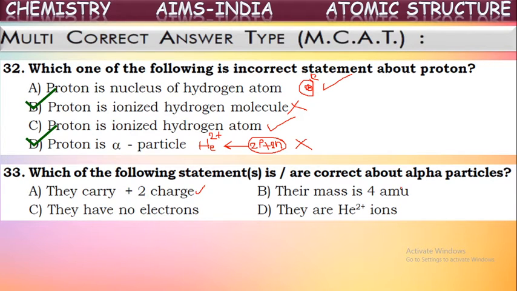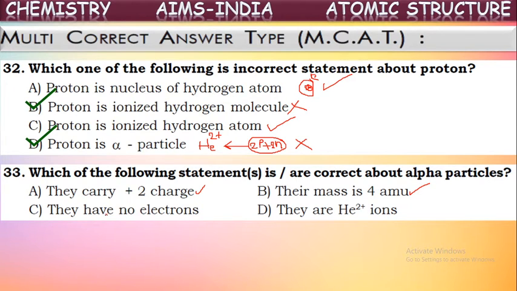Next one, their mass is 4 units or 4 AMU. Is it correct? Yes, it is also correct, because here there are 4 particles totally in the alpha particle. Each one carries 1 unit mass or 1 AMU mass. So proton mass is 1 AMU and neutron mass is also 1 AMU nearly, not accurately. So those are having nearly equal mass, that is equal to 1 AMU. Totally there are 4 particles. So the total mass is equal to 4 AMU. So it is also correct.